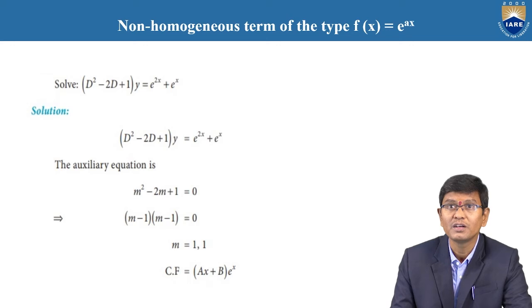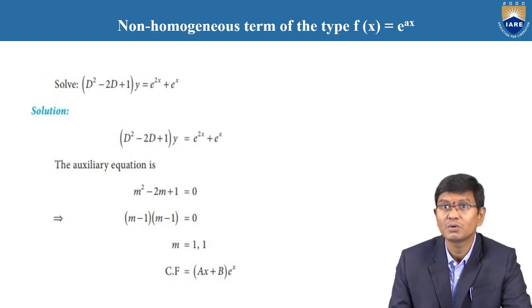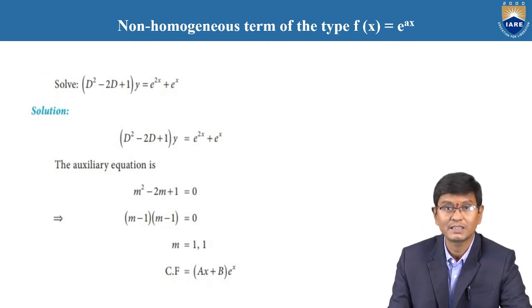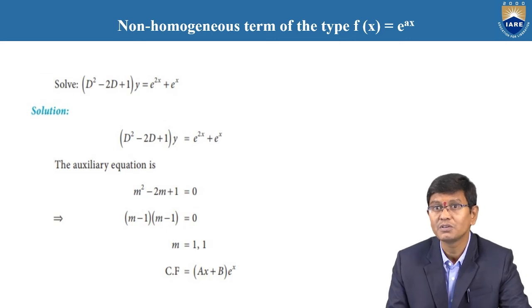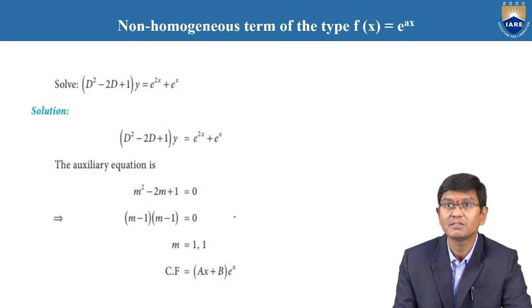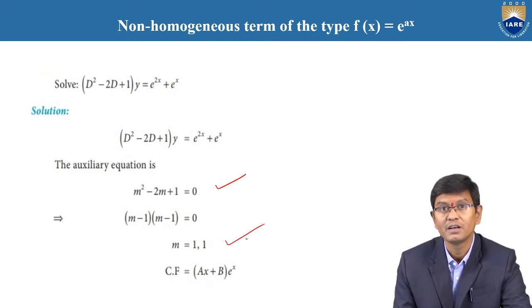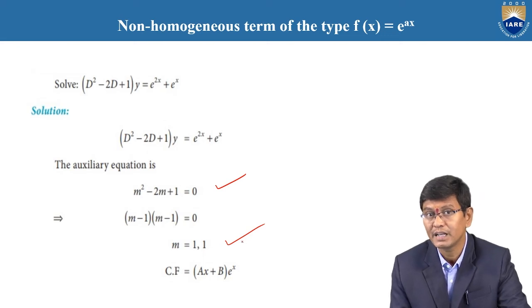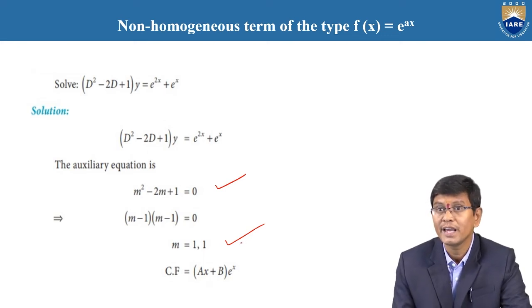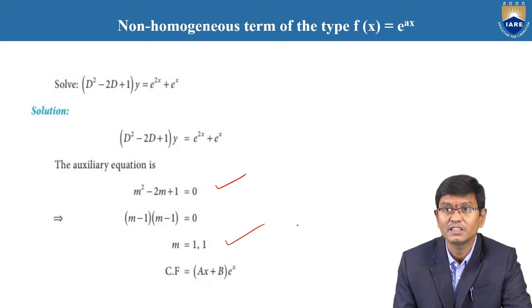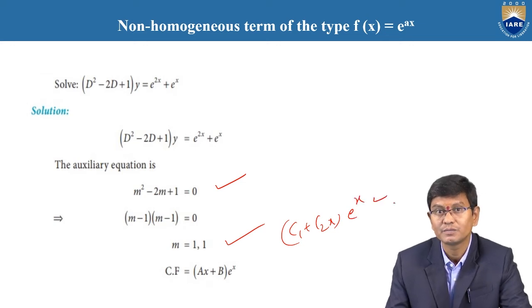Now we need to solve d square minus 2d plus 1 into y is equal to e power of 2x plus e power of x. Here also, when reducing to the auxiliary equation, the LHS part is m square minus 2m plus 1. By solving, m is equal to 1, 1. Therefore, the roots are repeated, so the complementary function is c1 plus c2 x into e power of mx, which is e power of x.